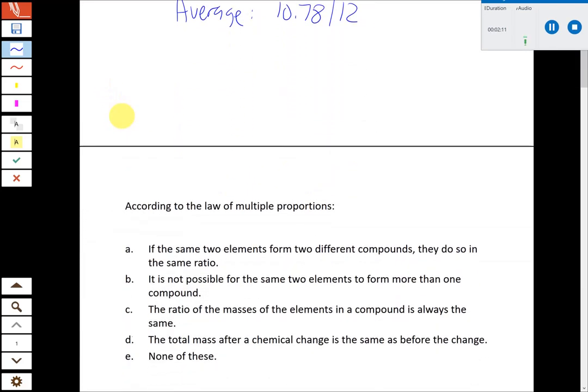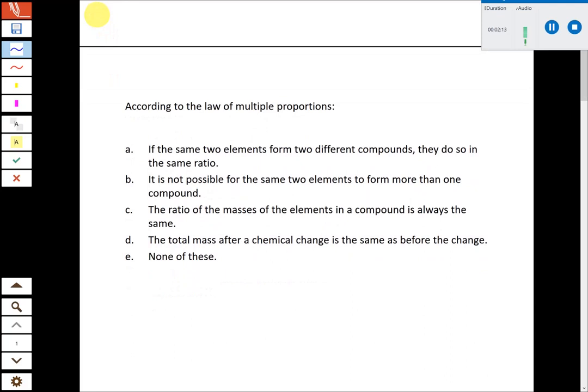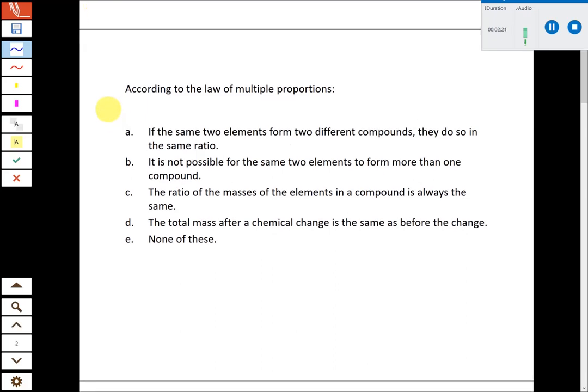Chapter 1 really starts with the mass laws, and the one that's the most difficult, I would say, is the law of multiple proportions. So this question is basically just asking about the definition of the law of multiple proportions, or what are some of the statements that are included in that law. According to the law of multiple proportions, we have 4 statements, as well as the answer, none of these.